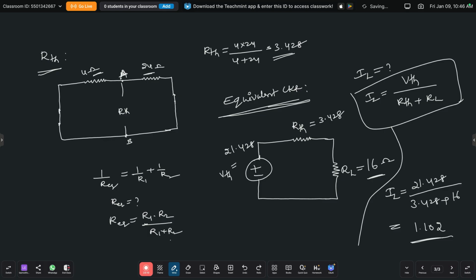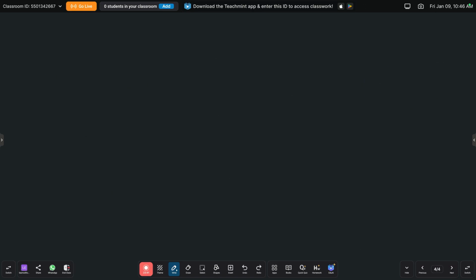After drawing the equivalent circuit we find the total current I L using the formula V Thevenin by R Thevenin plus R L. By substituting the values we get the answer 1.102. So this is Thevenin's theorem. Okay, it is clear. Next we are going to solve one more problem based on Norton's theorem.